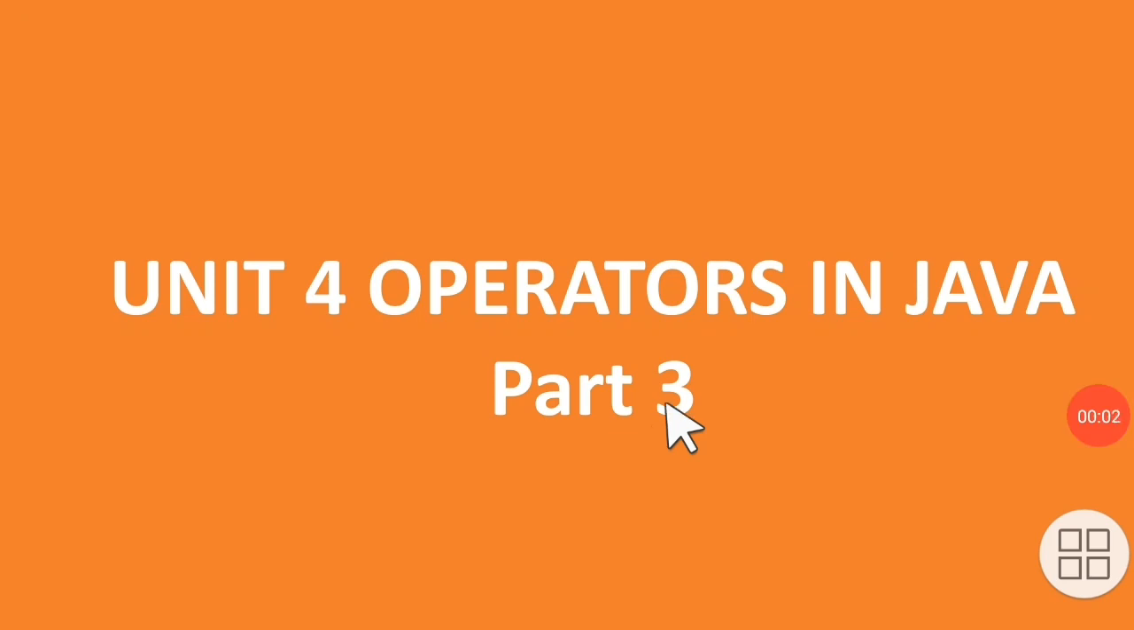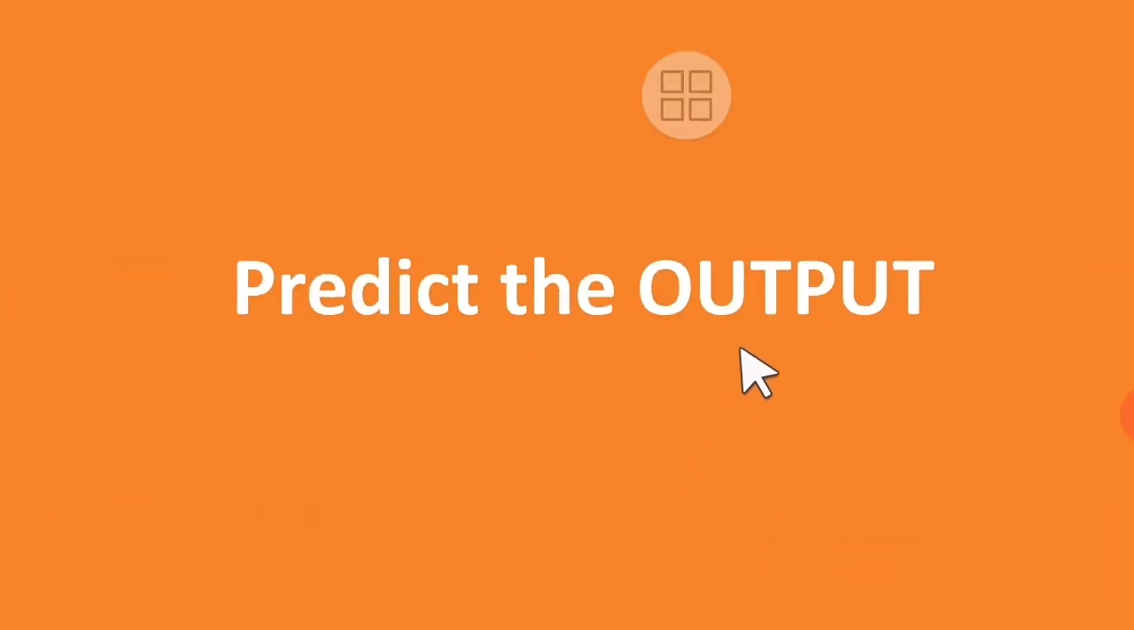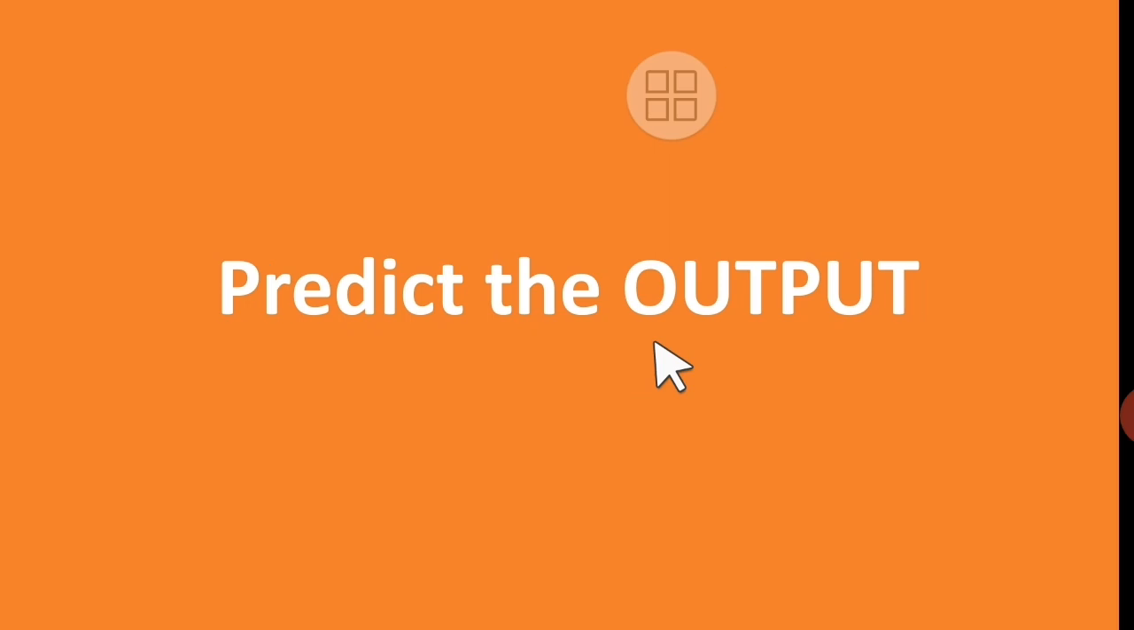So student, this is part 3 of unit 4, operators in Java. In this I am going to discuss the questions related with the predict the output. So let's see what are the questions there and how to deal with them.